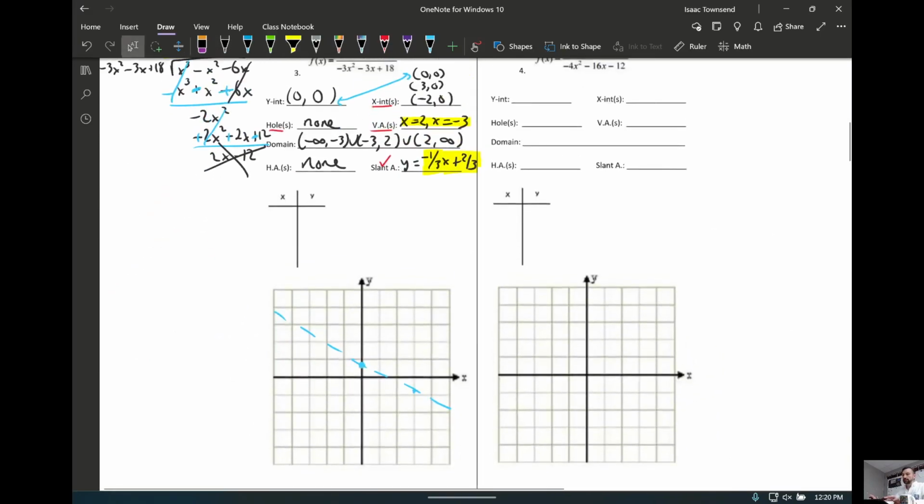Alright, and if this stuff is right, my graph should make sense. If something's wrong, my graph is going to be very complicated. I'm going to be trying to make things fit in ways that they don't fit. But I know the point (0, 0). I know the point (3, 0). I know the point (-2, 0). I've got a slant asymptote that's already graphed. I've got a vertical asymptote at x equals 2 and x equals -3.